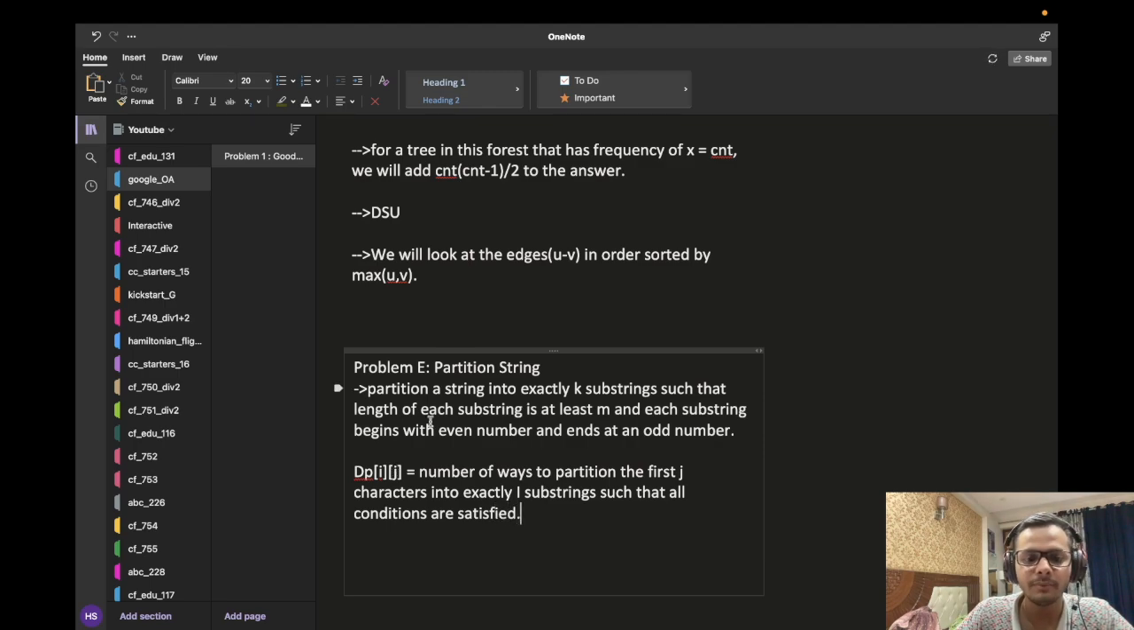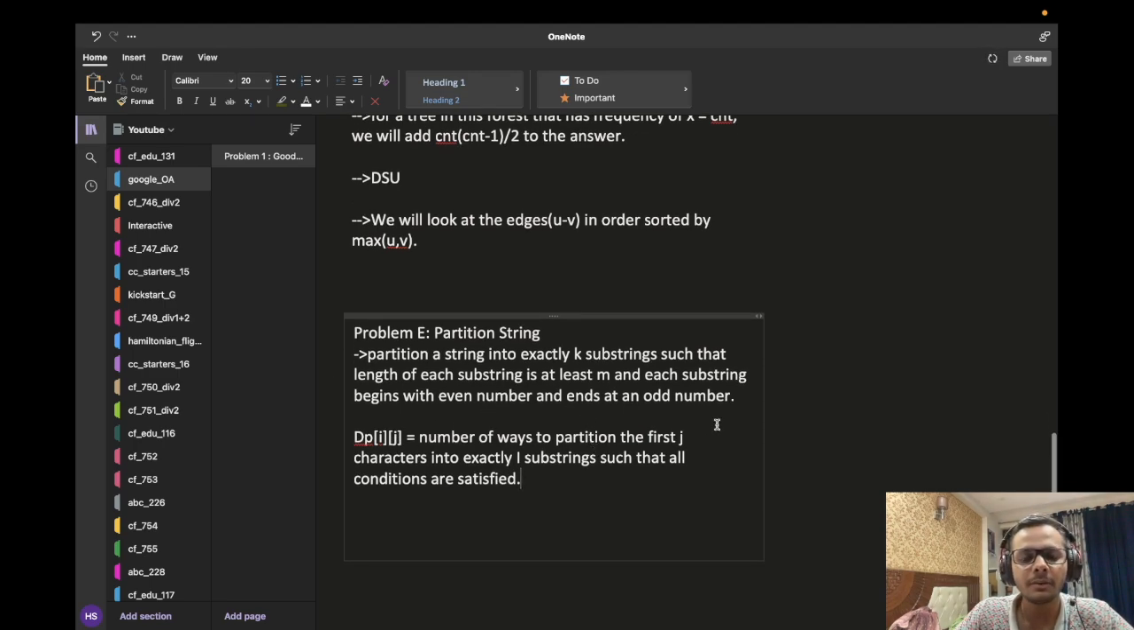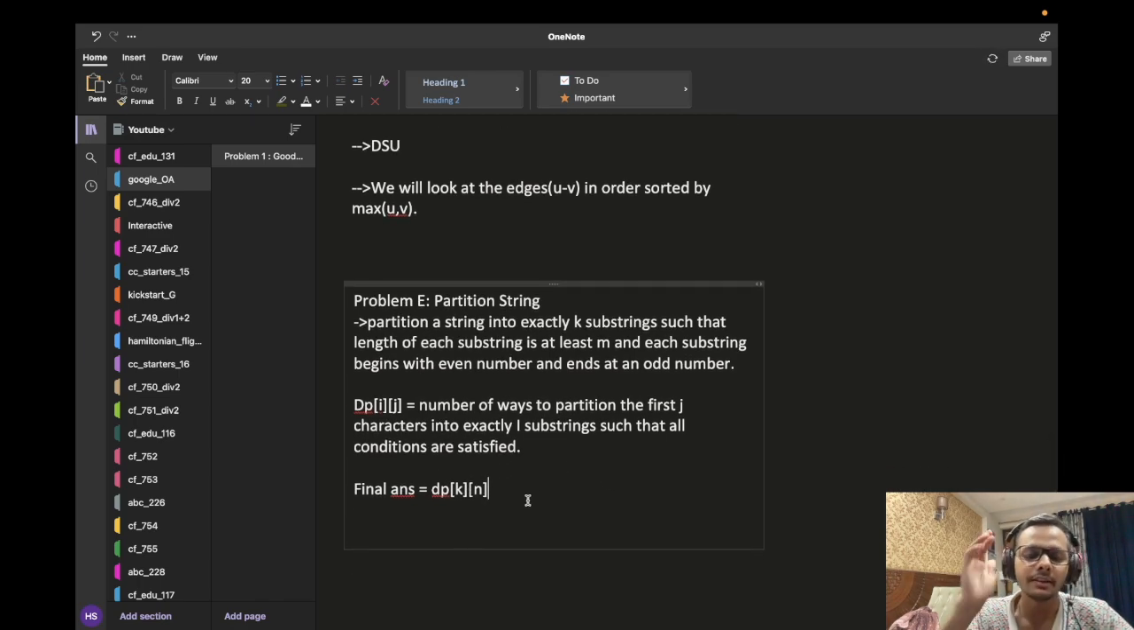So this is the definition of my dp. It's the number of ways in which we can partition the first j characters of the string into exactly i substrings, such that all the conditions are satisfied. If this is the case, then the final answer is going to be dp of k, n, because we have to partition all the n elements and the number of substrings that we want is k. So this is going to be our final answer.